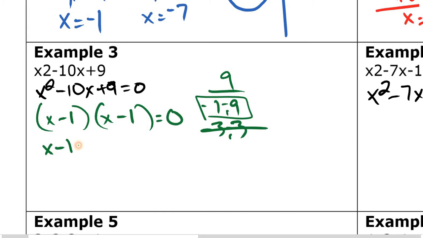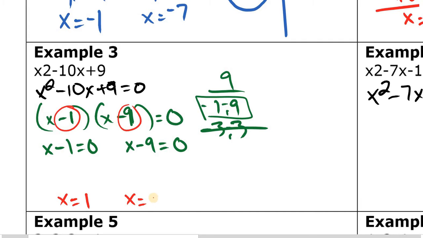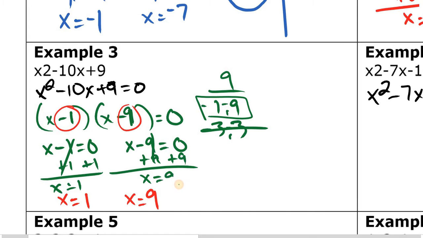Set each one equal to 0. At this point, since you're such smart students, you're probably getting to the point where you think, I hate this step where I'm just writing it. I can just see with my own eyes that it's going to end up being x equals positive 1, and this one ends up being x equals positive 9. And that's good if you're catching on to that, but we're going to solve every time all the way through. Plus 1 gets rid of that. X equals 1, just like we anticipated. Plus 9 to get it to the other side. X is equal to 9.